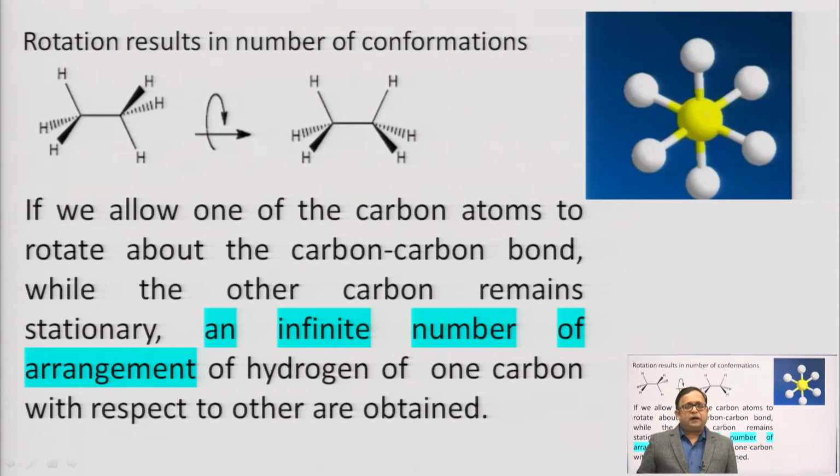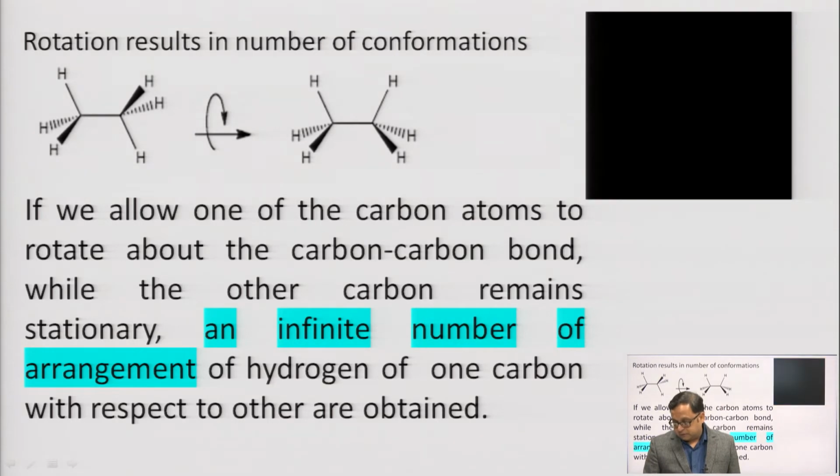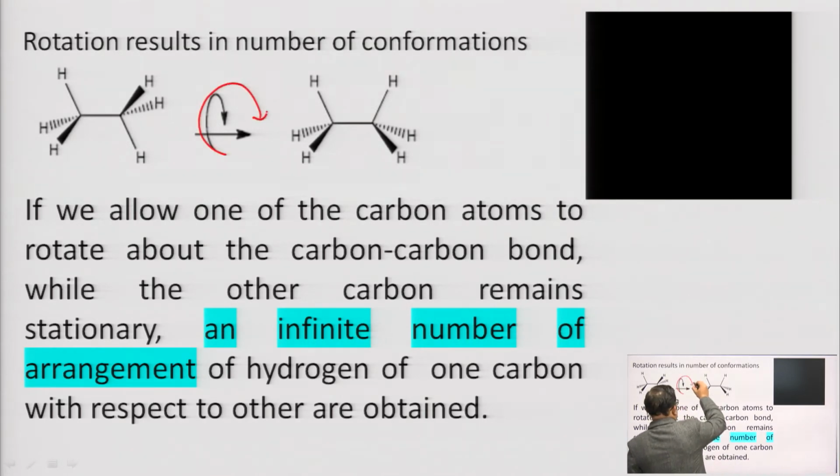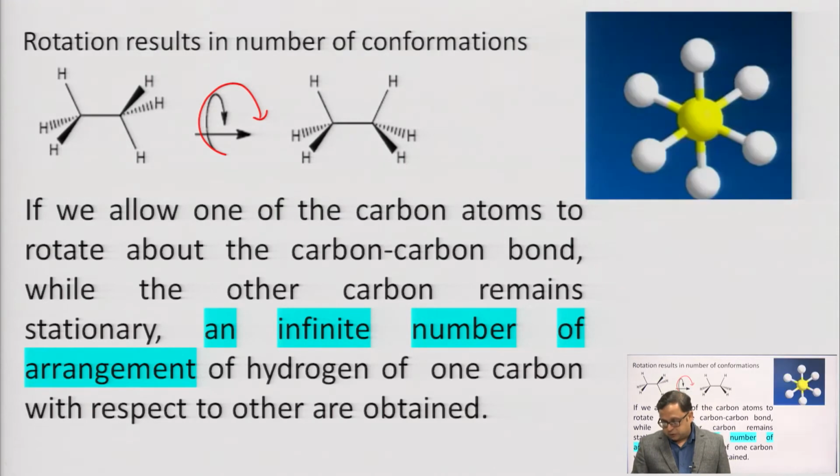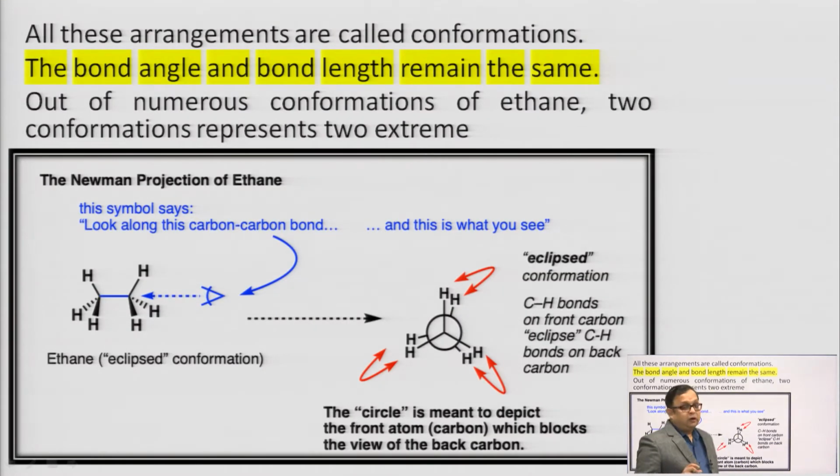Now, what is happening if we allow one of the carbon atoms to rotate about the carbon-carbon bond? How does it rotate? Here you can see we are keeping one carbon stationary and the other carbon moving. If we allow rotation about the bond like this, it creates an infinite number of arrangements, and these infinite number of arrangements we call conformations.